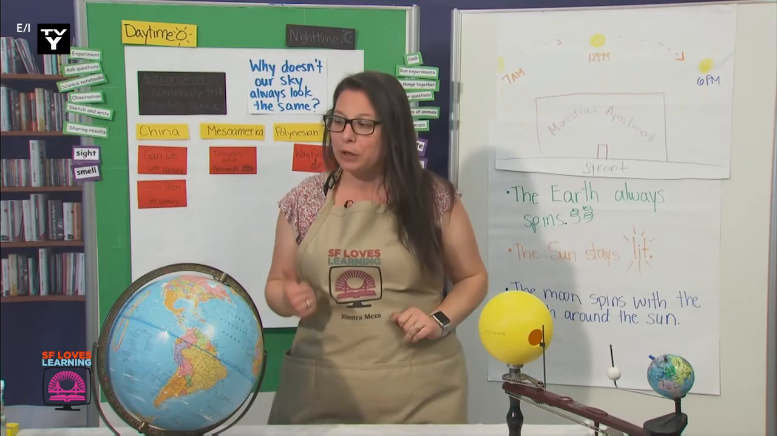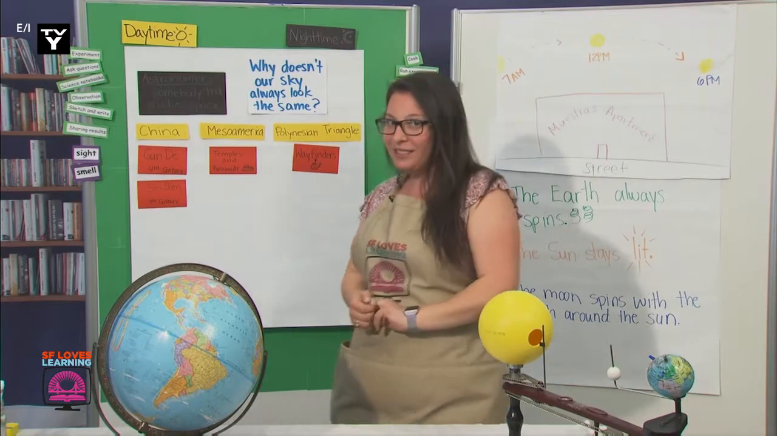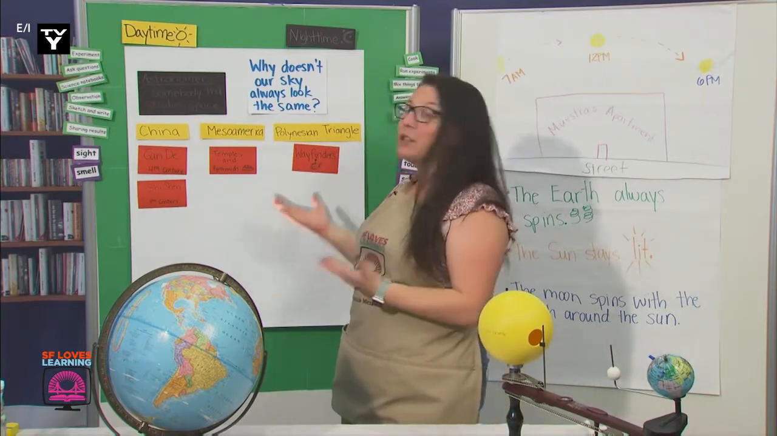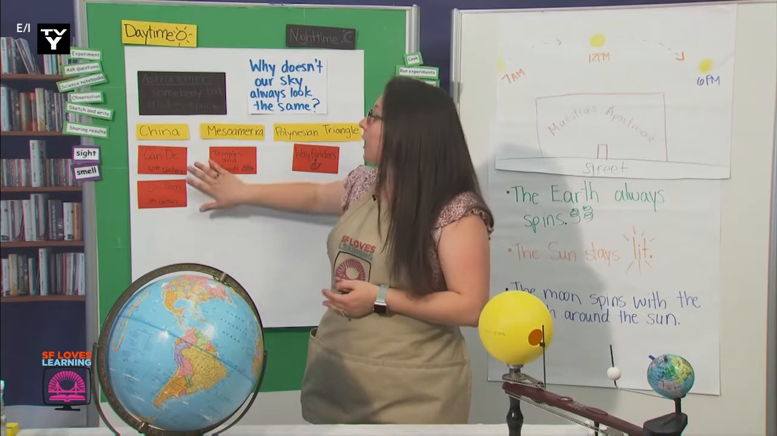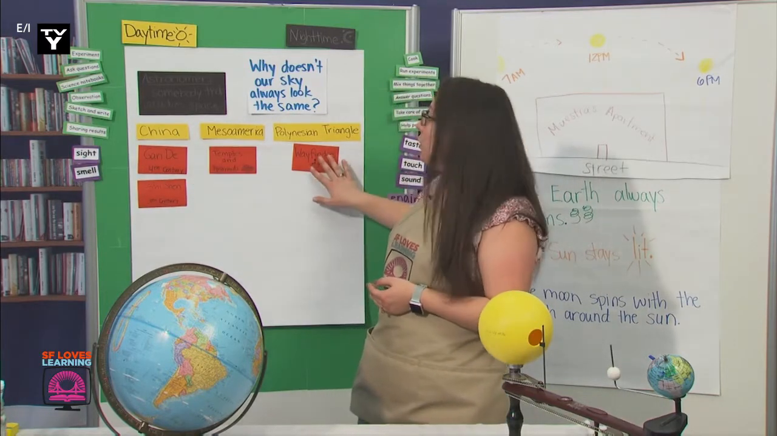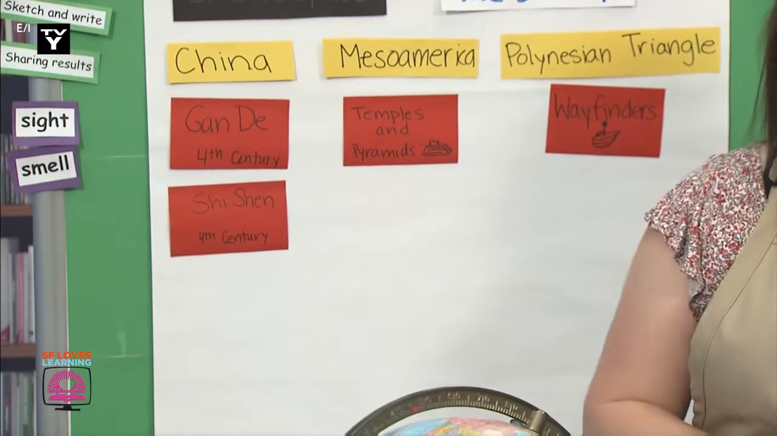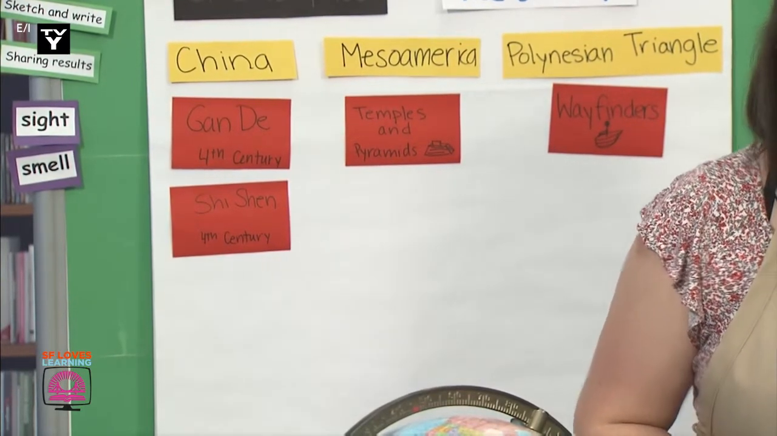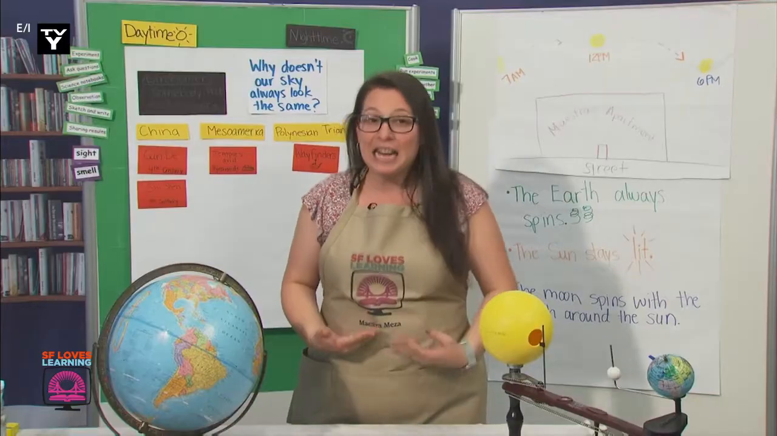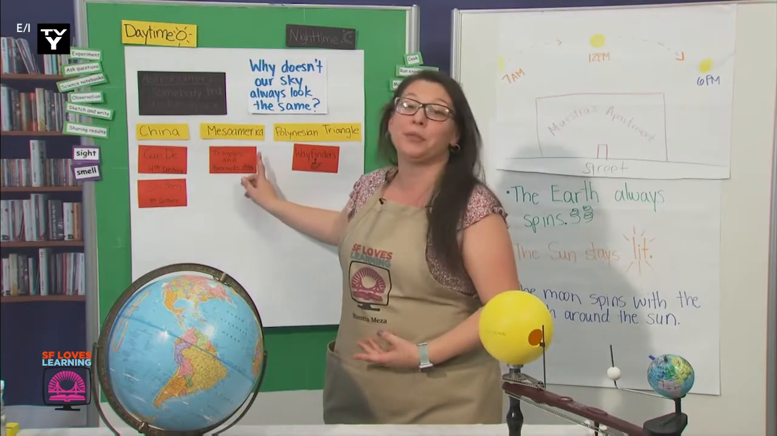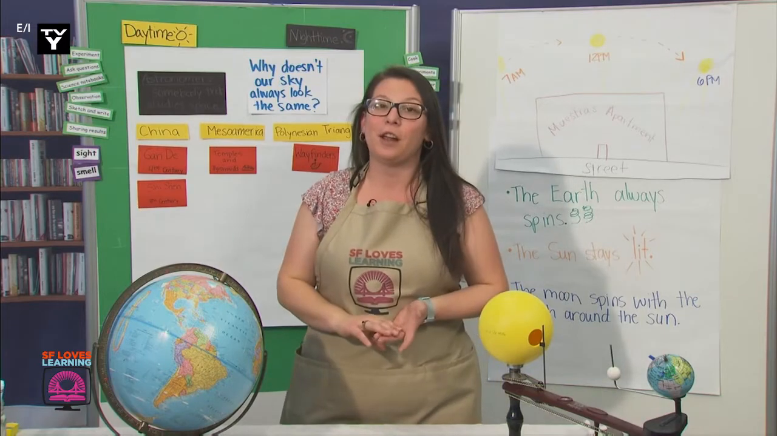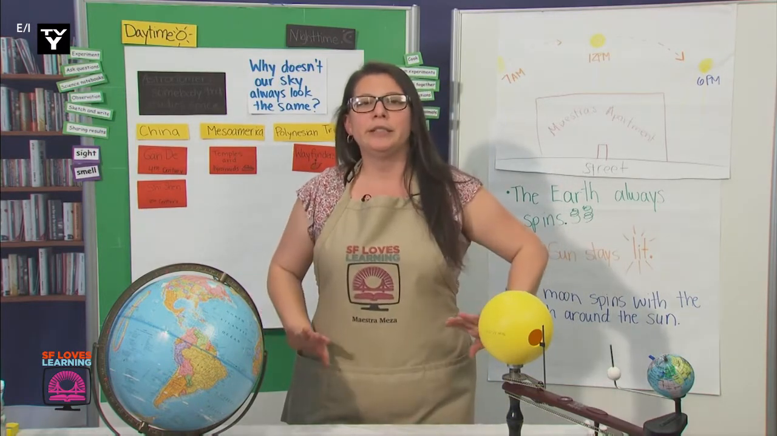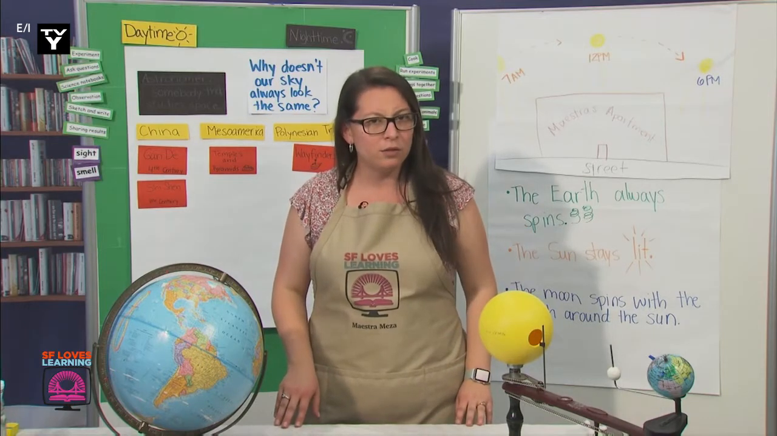Now, what did we learn about yesterday? That's right, we learned about different astronomers over time. We learned about Chinese, Mayan, and Polynesian astronomy. Did you already know about any of them? Which one? Oh, how cool. I had known quite a bit about Mayan astronomy before the lesson. It was fun to learn about even more cultures that study the stars. Anyways, astronomers, can we answer our question now?